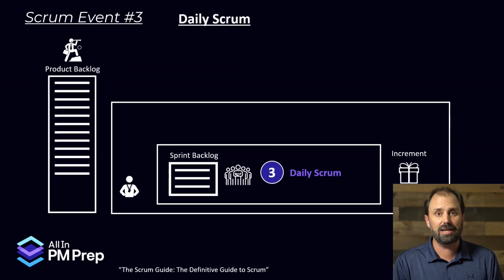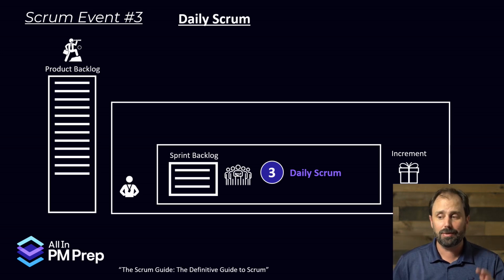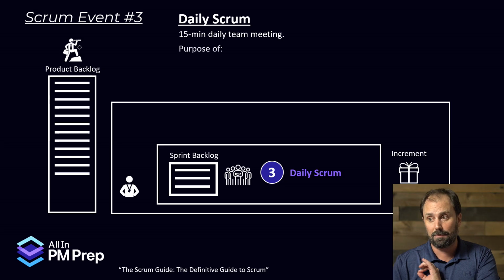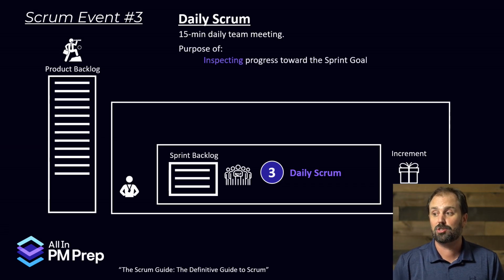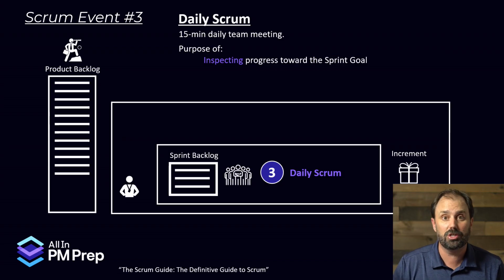Now, the next meeting is called a daily scrum, okay? In all these meetings, we're gonna have individual videos that go deep, so don't worry. Now, the daily scrum is a 15-minute team daily meeting, okay? Now, the purpose of this little meeting is to inspect the progress, the team's progress in completing the work toward the sprint goal.